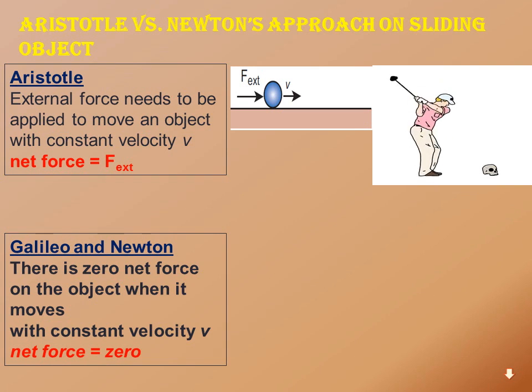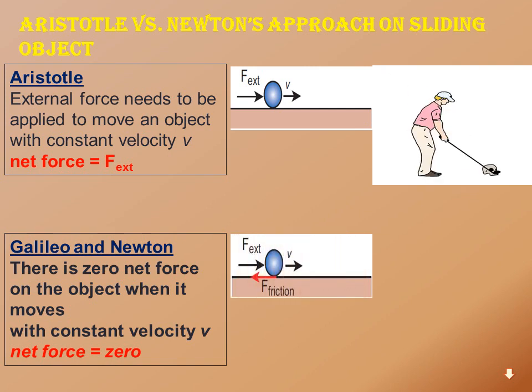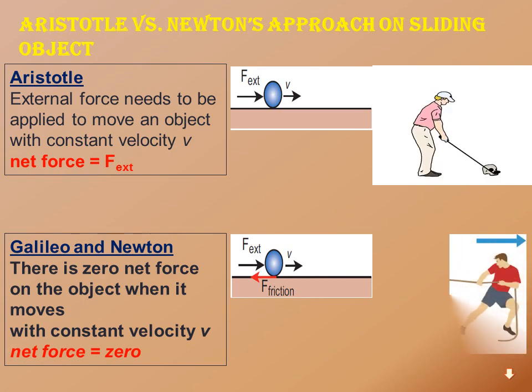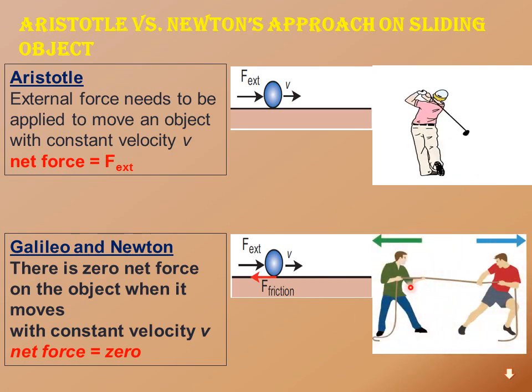Now Galileo and Newton made a really controversial statement against Aristotle. There is zero net force on the object when it moves with constant velocity v. That means the net force is equal to 0. They said that the net force is equal to 0, with F external being the force given here. Galileo teaches about friction. Aristotle didn't worry about that, but Galileo and Newton care about the frictional force. In this picture, two persons are pulling and there is a force from both sides. So the net force applied by both the persons is 0.